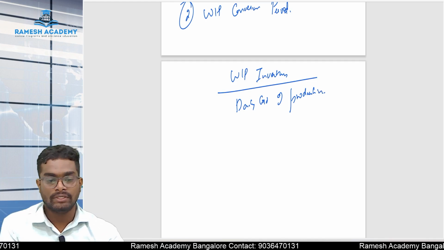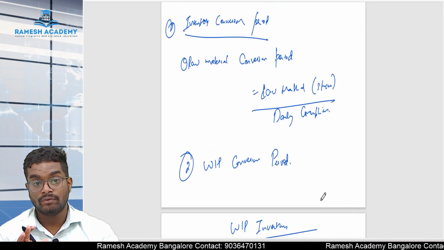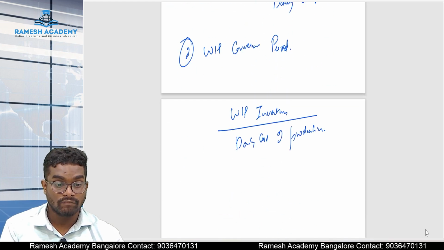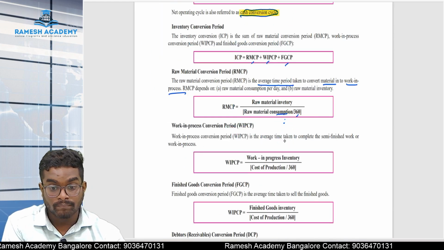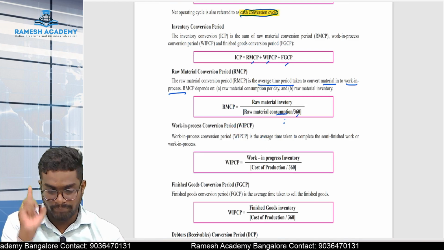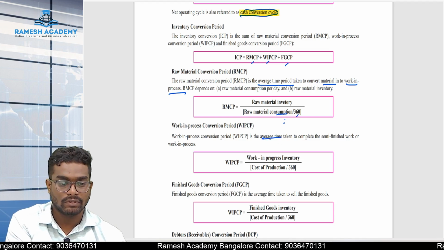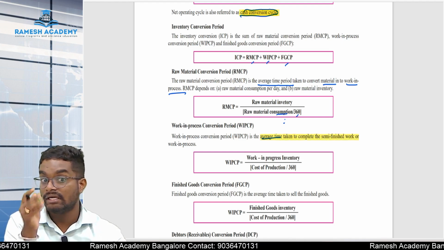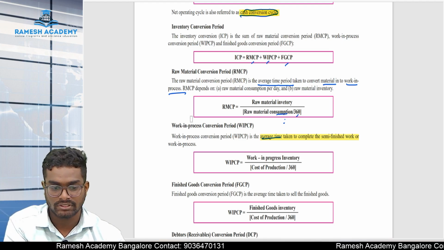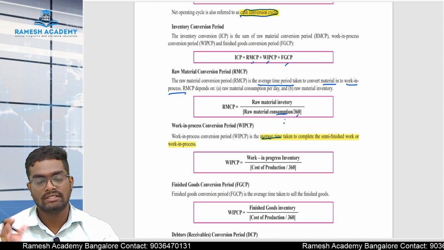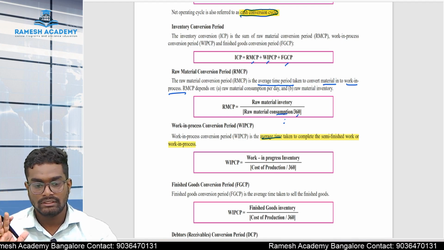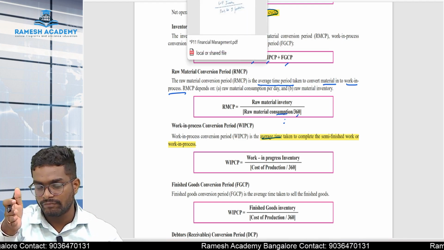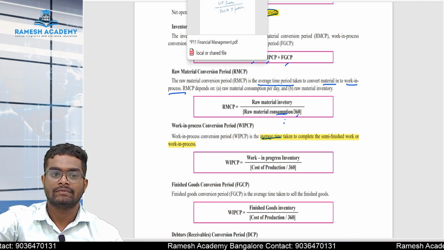So here what are we doing? In the raw material, we found out in how many days raw materials will be converted into work in progress. And here what we will see is the definition. Work in progress conversion period is the average time taken to complete the semi-finished goods, which means it is not completed 100%, it is less than 100%, are work in progress. So in how many days will the work in progress be converted into finished goods? That is what they are telling here. Earlier it was raw material to WIP, and here it is WIP to finished goods.